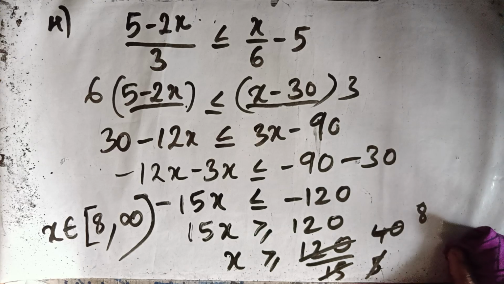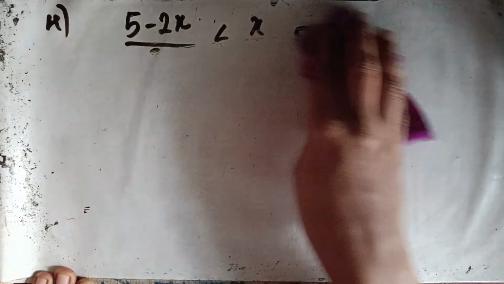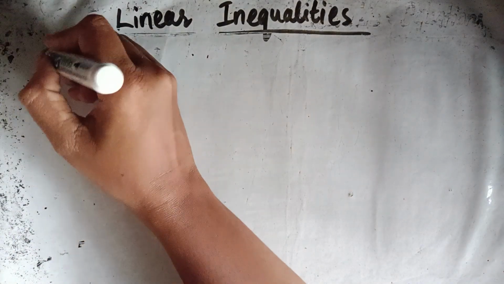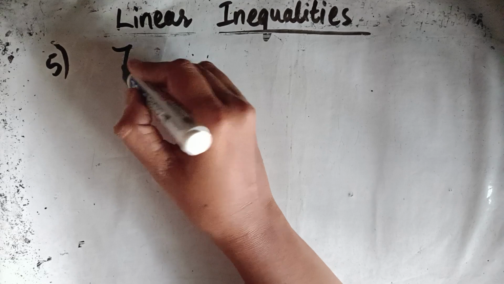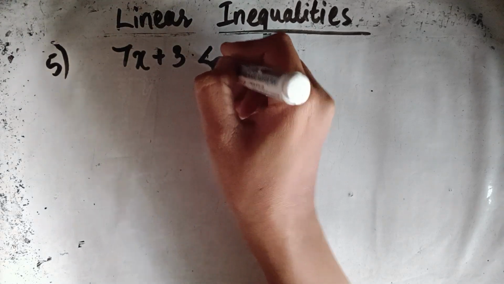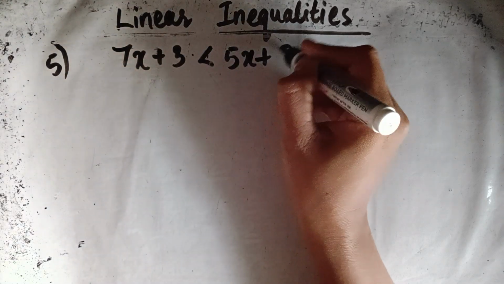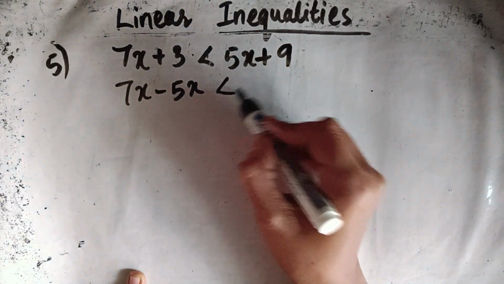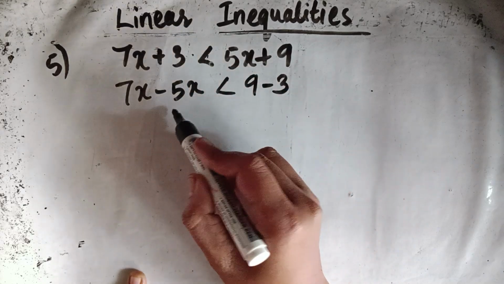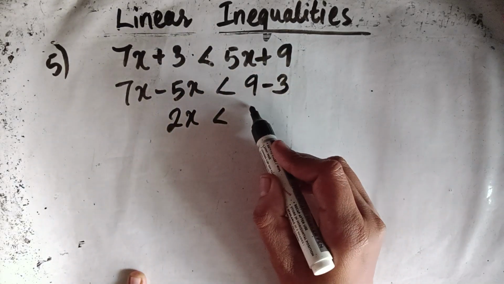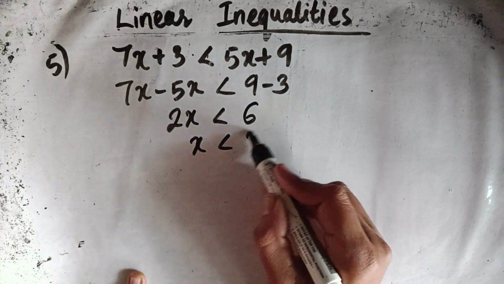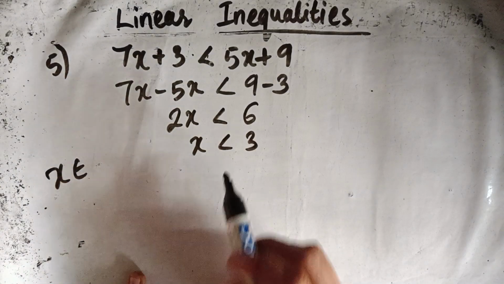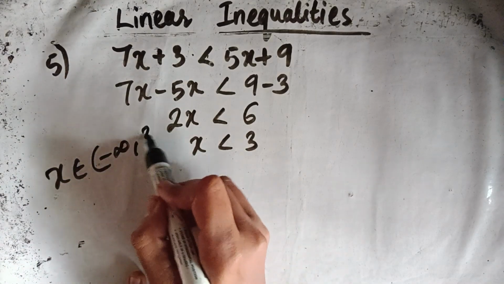Next question, you have to solve 7x plus 3 less than 5x plus 9 and show the graph of the solution on the number line. Now you have to draw the number line. 7x plus 3 less than 5x plus 9. x is less than 3. So x belongs to minus infinity to 3.